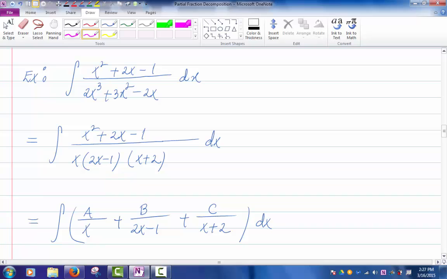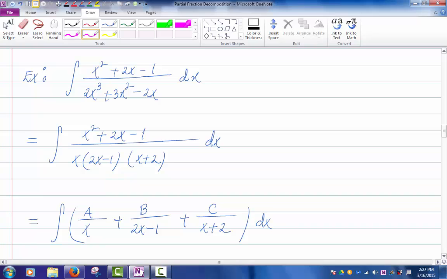So if you do that, you're going to get x, 2x minus 1, x plus 2. Again, I'm not going to show you the details today, but you should make sure you know how to fill in the gaps. If you can't, you should come by my office. I'm going to show you how to do that. All right, so this is the integral. Now I'm going to write down the partial fraction decomposition.